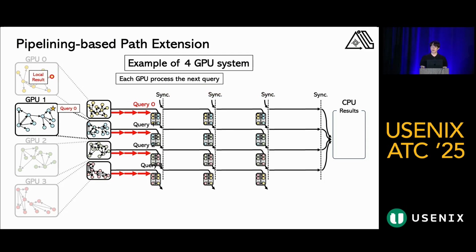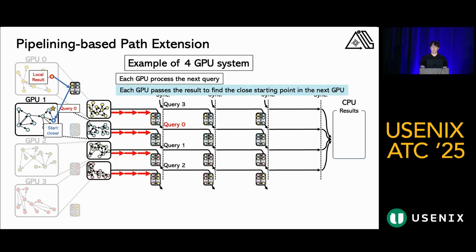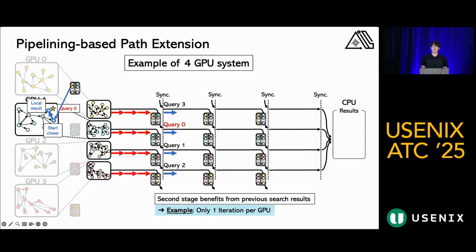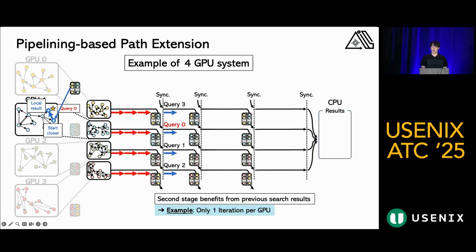Then each GPU processes the next query. As we can see in the left figure, GPU 1 is searching for query 0 now. By applying inter-shard map, each GPU passes the result to find the closest starting point in the next GPU. As depicted in the left figure, from the red local result from GPU 0, the search on GPU 1 starts closer, highlighted in blue. In stage 2, the search benefits from the previous search result, reducing the number of iterations to just 1, which reduces the execution time in stage 2.